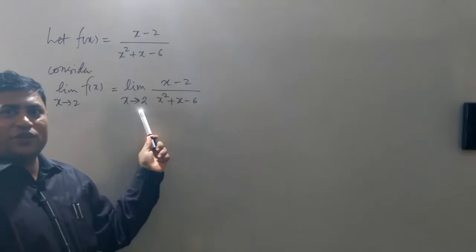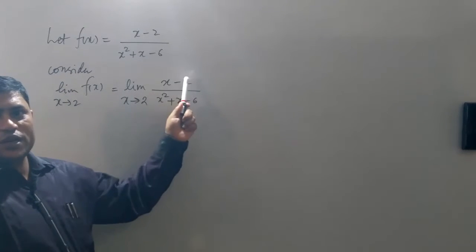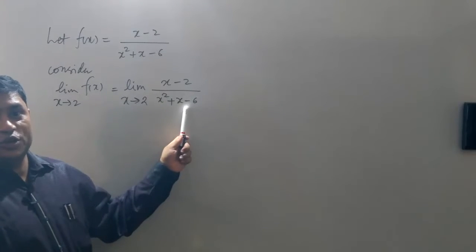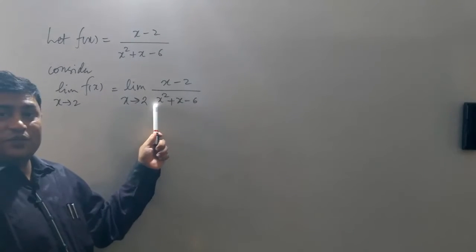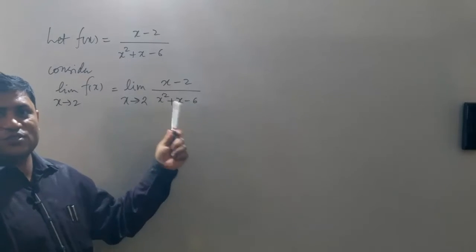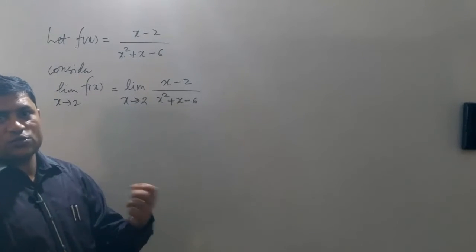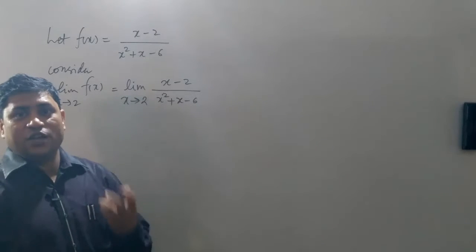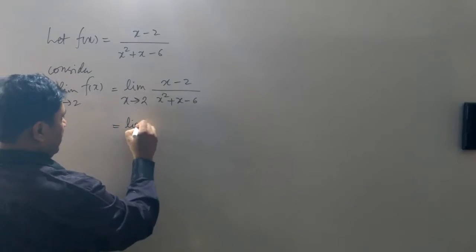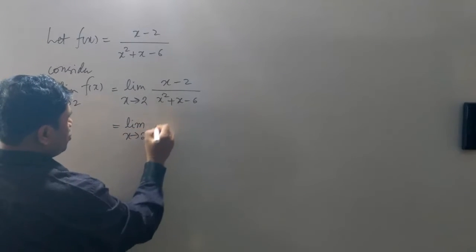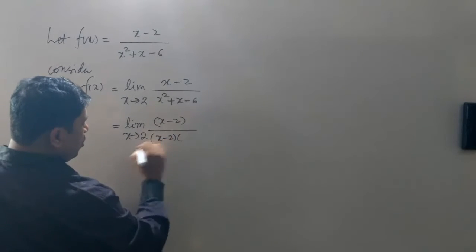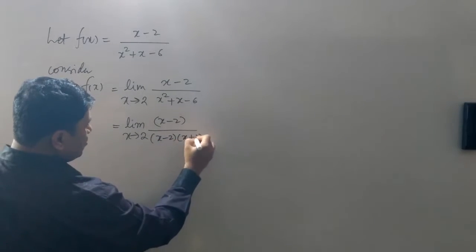Now if I put the value of x is equal to 2, then I am getting numerator equal to 0 again. If I put the value of x is equal to 2, then I am getting denominator equal to 0 again, because x square, 2 square will be 4, plus 2 is 6, minus 6 is going to be 0. And that's why we need to search for a factor if there is any. So we can factorize this denominator as limit x tends to 2 x minus 2 into x minus 2 into x plus 3.